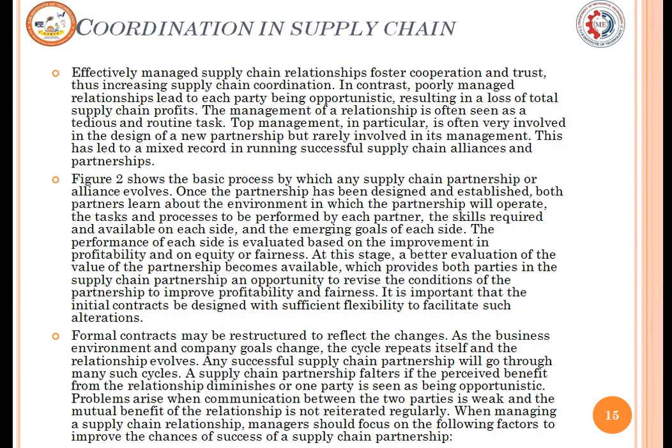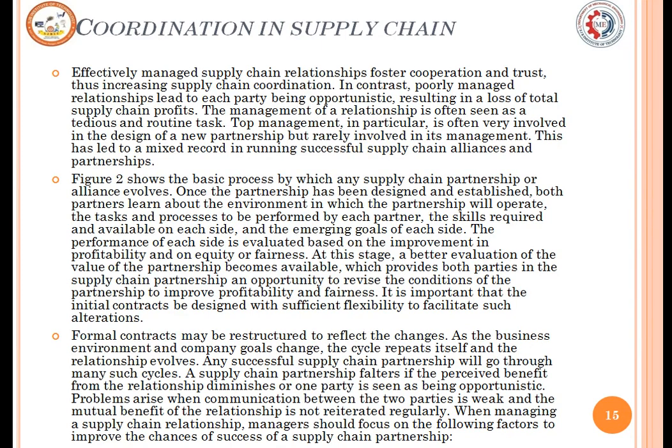So, coordination in the supply chain. Effectively manage supply chain relationships for faster cooperation and trust, thus increasing supply chain coordination. In contrast, a poorly managed relationship leads to each party being opportunistic, resulting in a loss of supply chain profits. Management of relationships is often seen as a tedious and routine task. Top management in particular is very often involved in the design of a new partnership but rarely involved in its management. This has led to mixed records in running successful supply chain alliances and partnerships.